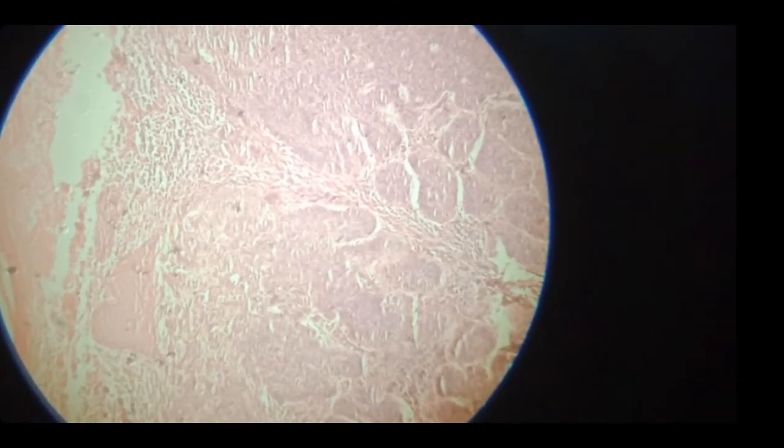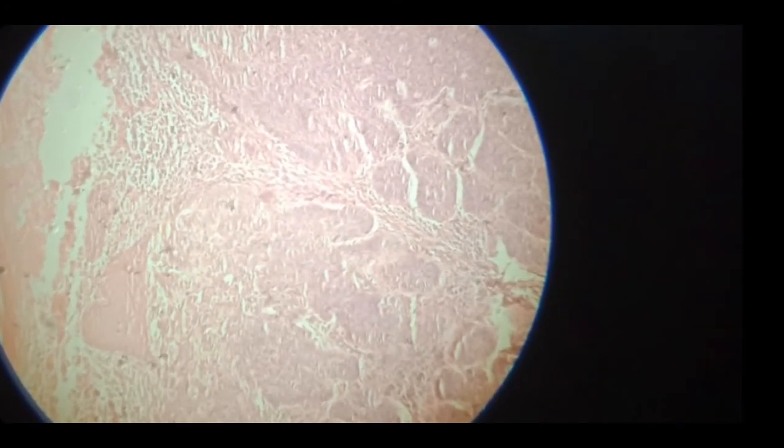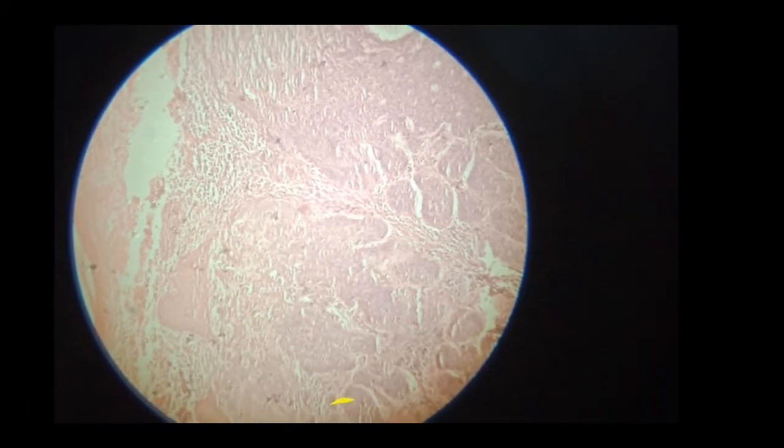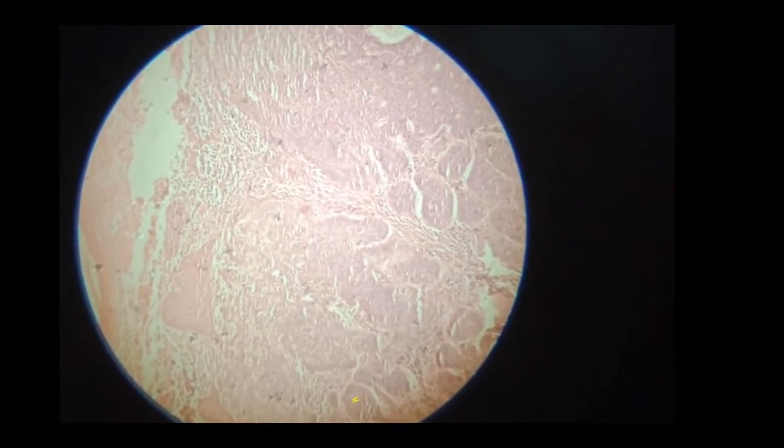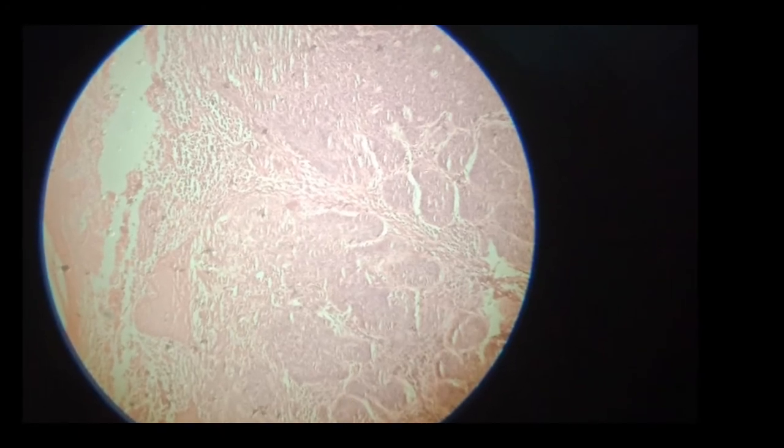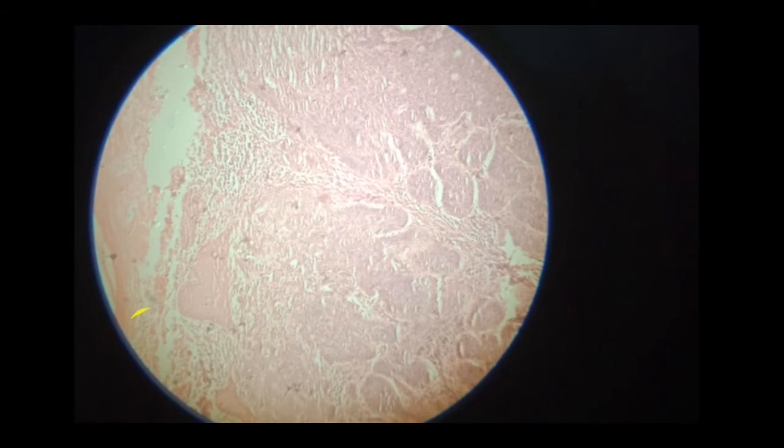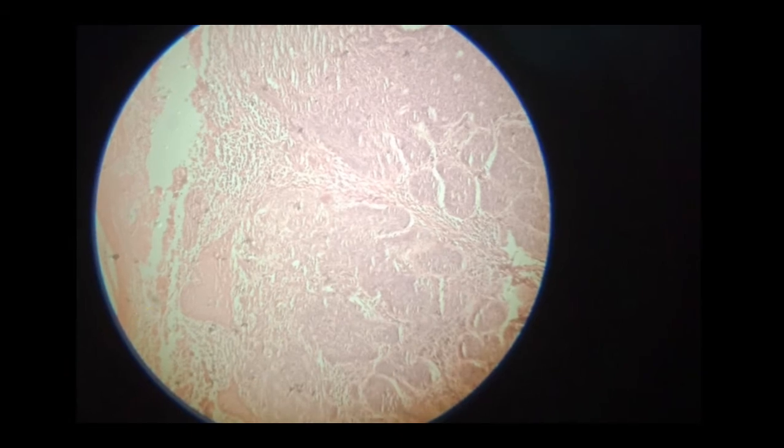Here you can see the central neoplastic haphazardly arranged cells and the outer columnar cells, and there is dermis which is embedded by these structures.